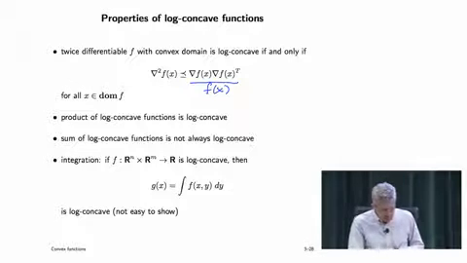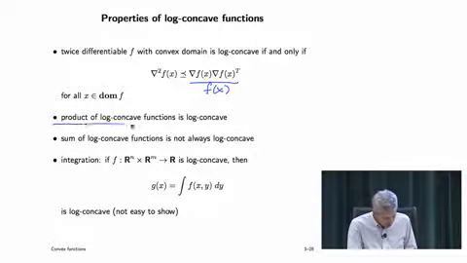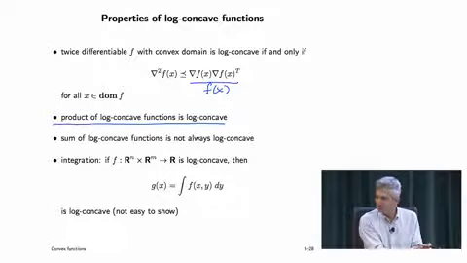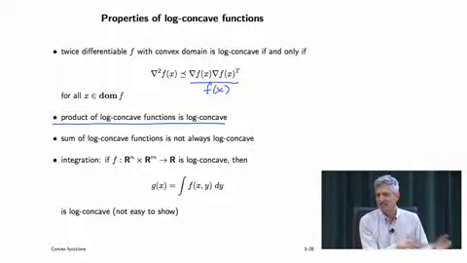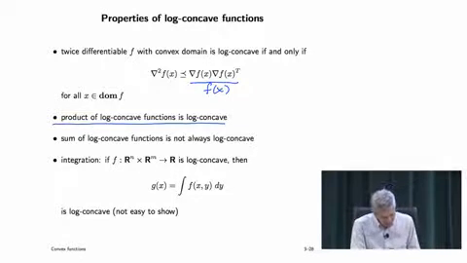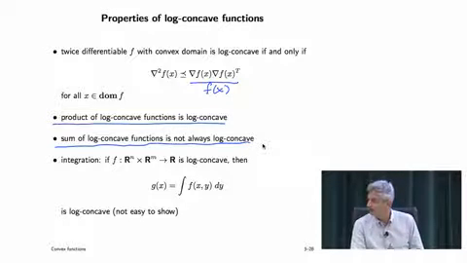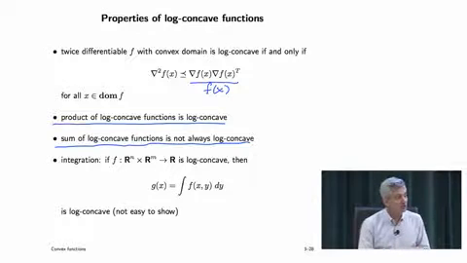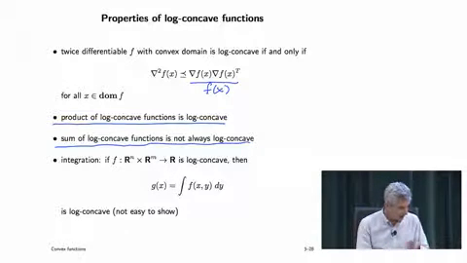Okay, here's one. Let's see. Product of log concave functions is log concave. That's trivial because if you take the product of two functions and take the log, this basically says that the sum of two concave functions is concave. So this is easy. The sum of log concave functions, that's not always log concave. So in probability, that means that a mixture distribution with log concave distributions is not necessarily log concave.